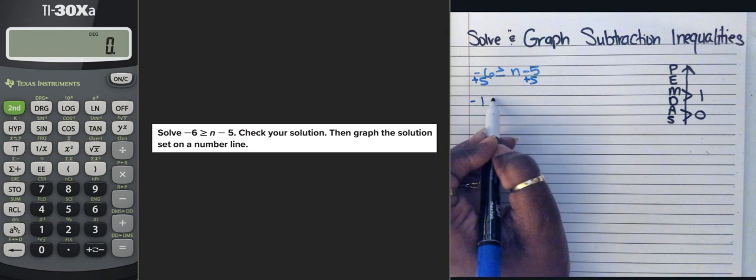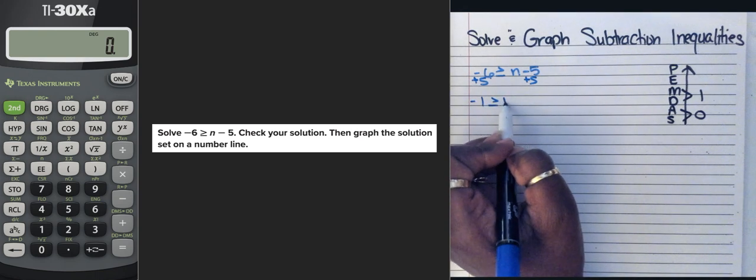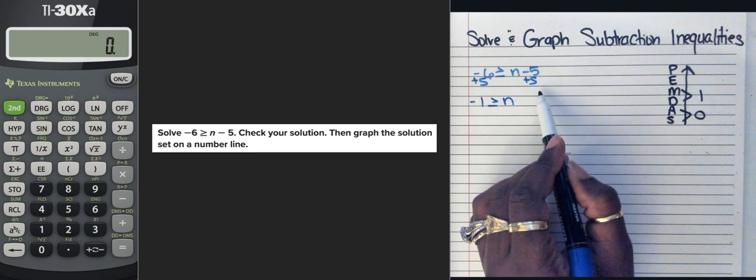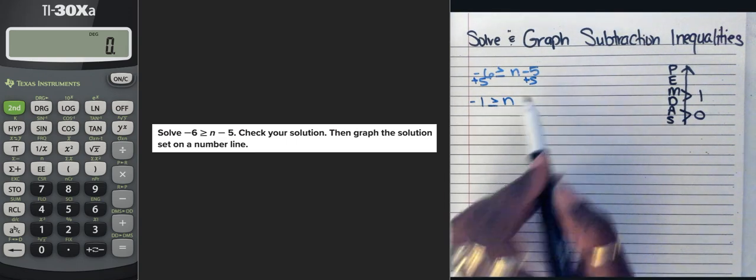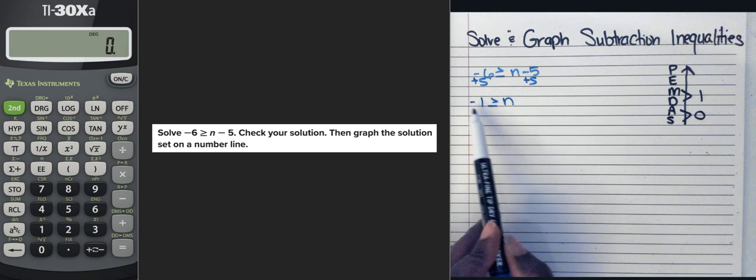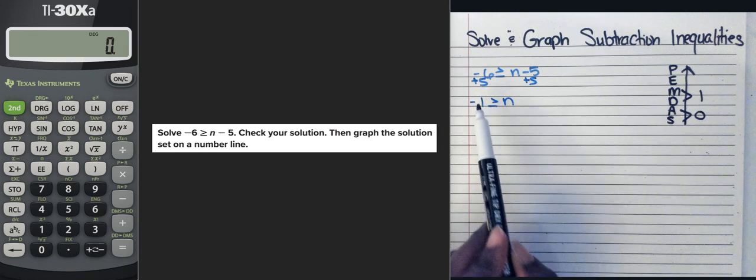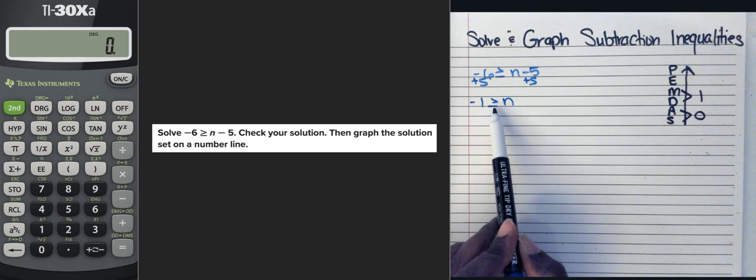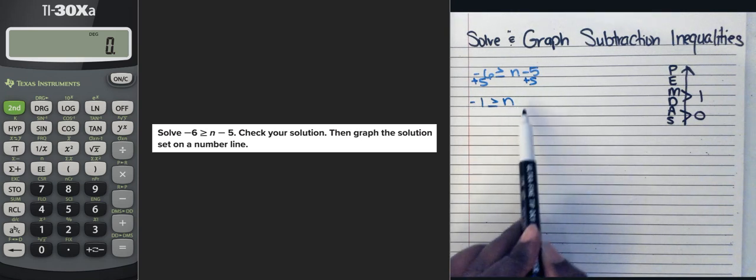So we are saying that -1 is greater than or equal to whatever the value of n is, and -5, +5 cancels out. So -1 has to be greater than or equal to whatever the value of n is.